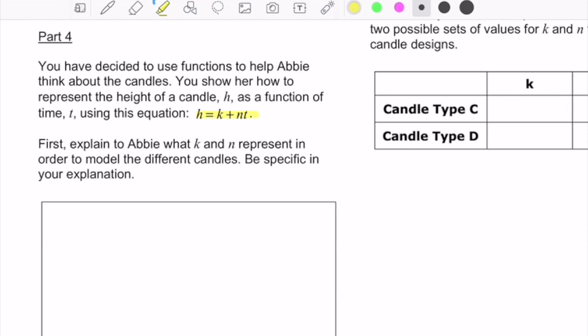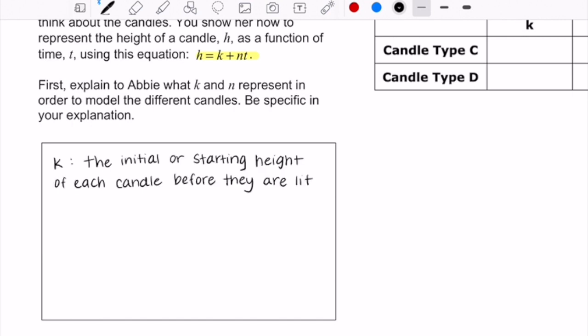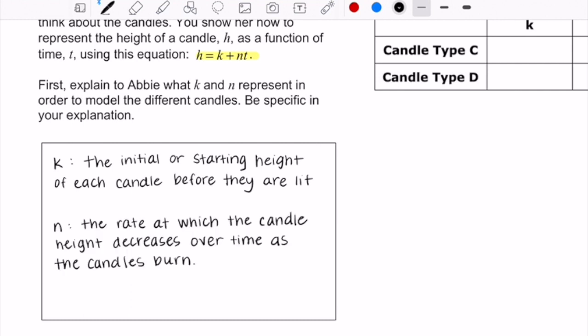This is a short answer response where there's a box, so you can type numbers and you can type letters like words using just the keyboard on your computer. You don't necessarily have to use full sentences. Your grammar, if it's incorrect, will not take away from your response. If the height of candles is being represented as a function of time, in this question, k represents the initial or starting height of each candle before they are lit. And then n represents the rate at which the candle height decreases over time as the candles burn. Although n is the slope of the line, and although k is the y-intercept of the line, you want to make sure that you explain these values in the context of the problem.